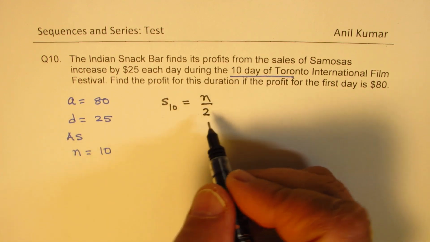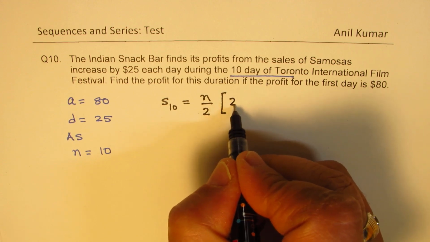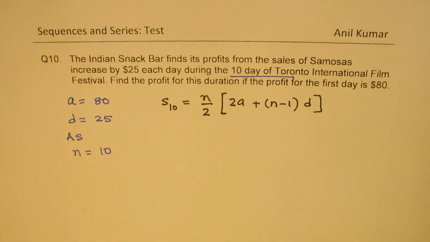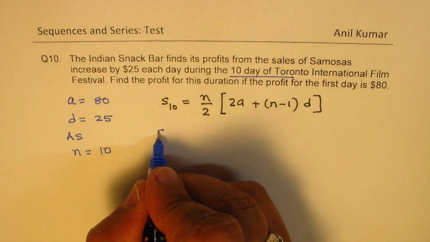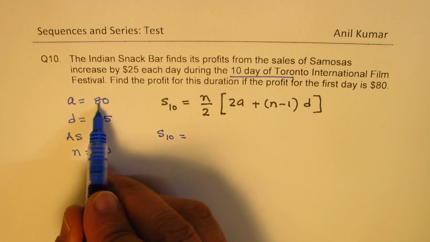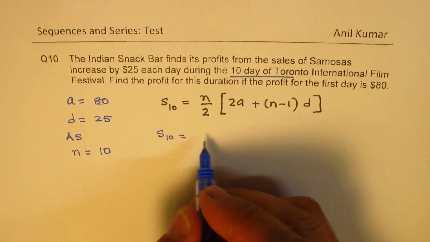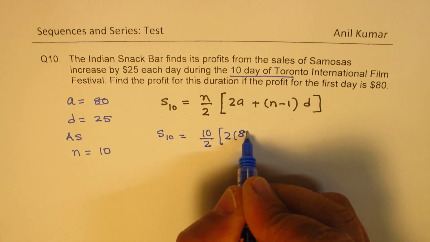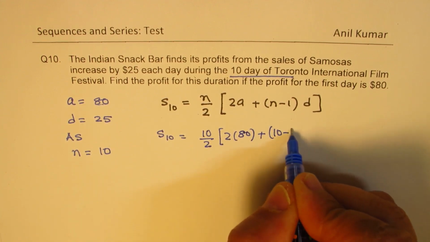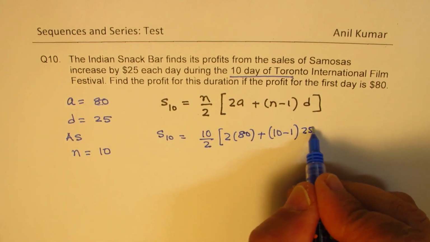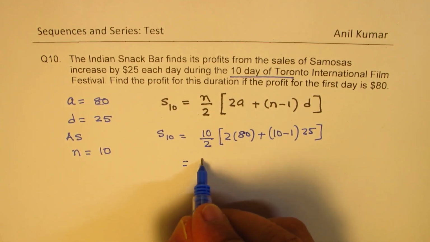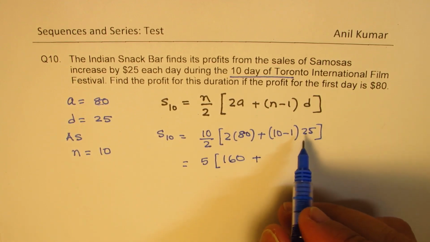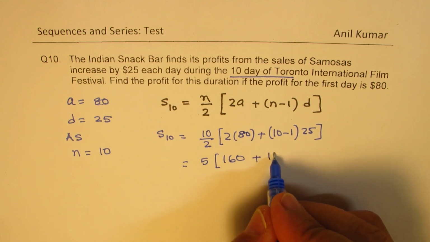So the sum of an arithmetic series is n by 2 times (2a plus (n minus 1) times d), right? We can substitute the known values to find this sum of the first 10 terms starting with 80, right? So n is 10, so we get 10 over 2, times 2 times a, which is 80, plus n, which is 10, 10 minus 1, and d is 25. So we get here 5 times (160 plus, well, 9 times 25 is 225).